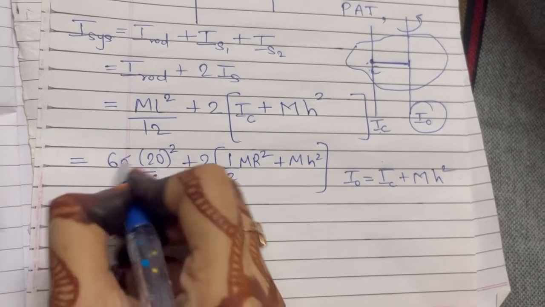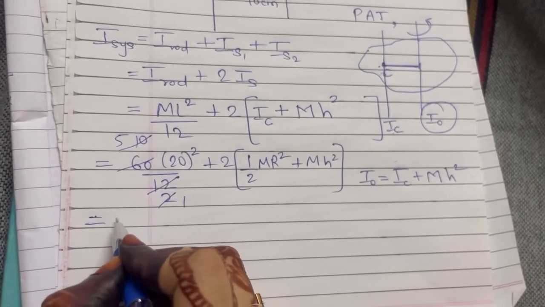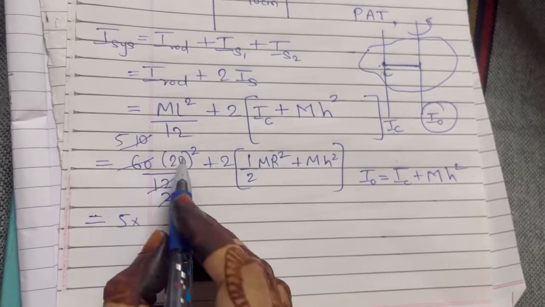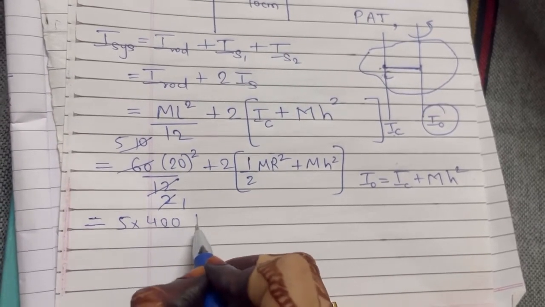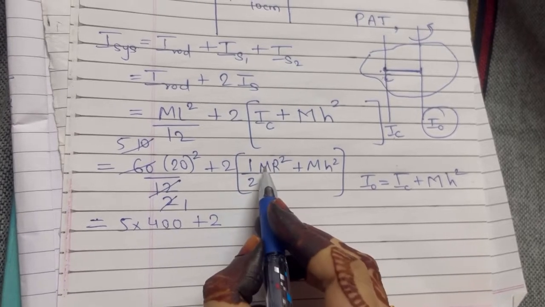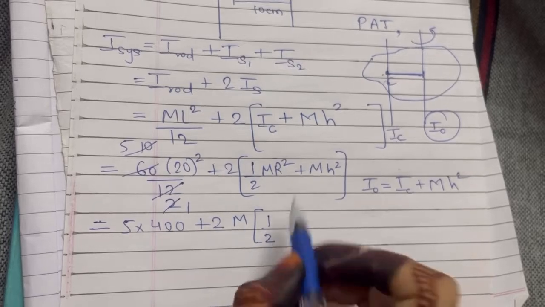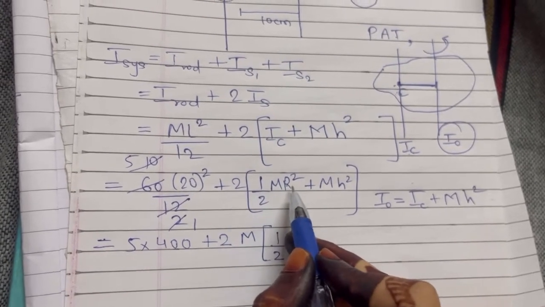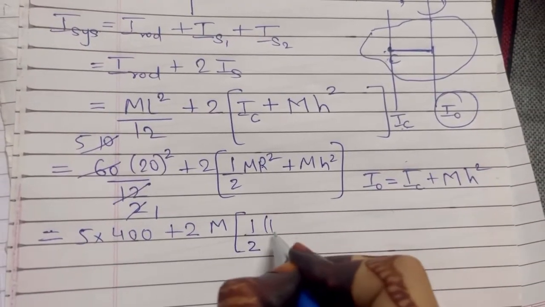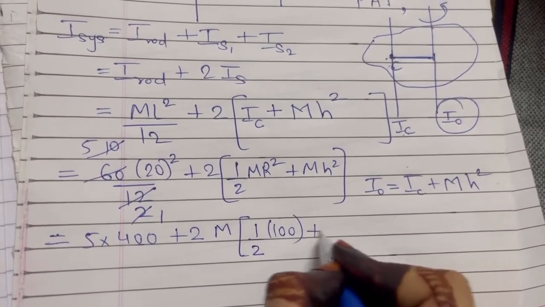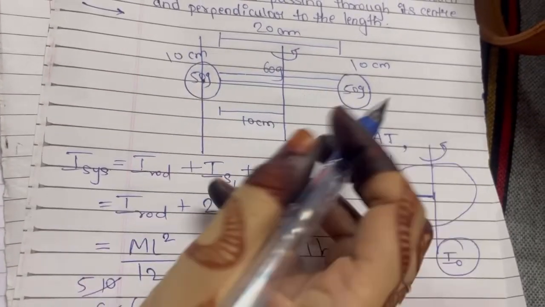Six twos are 12, 6 tens are 60, 2 ones are 2. So it is 5 into 20 ka square, that is 400, plus 2 m. We can remove the common m, so we have half r square, the radius square. The radius of the sphere is 10 centimeter, so that becomes 10 ka square, 100. The mass has gone out. Now h square: what perpendicular distance did we calculate?